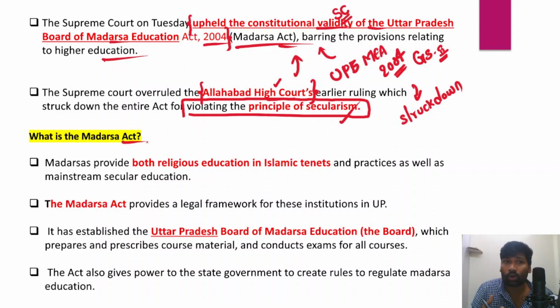So when we talk about the madrasa, madrasas usually provide both religious education in Islamic tenets and practices as well as mainstream secular education, right? So this is what is known as madrasa. A madrasa is a minority educational institution because it provides both religious education in Islamic tenets as well as practices and even mainstream secular education. So these two types of education are provided by these madrasas.